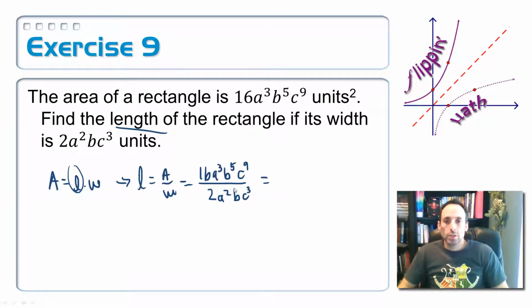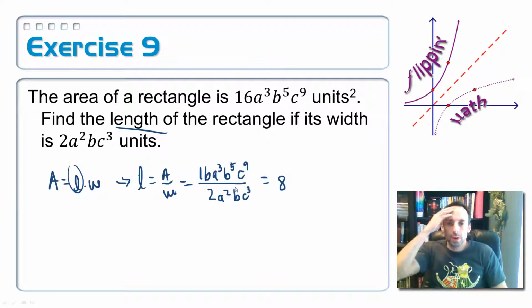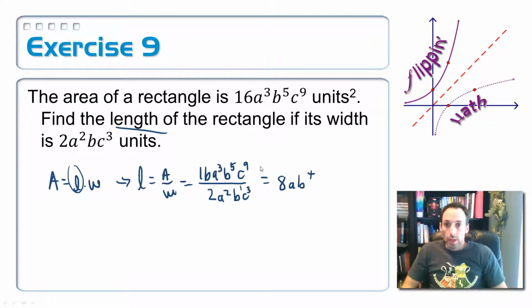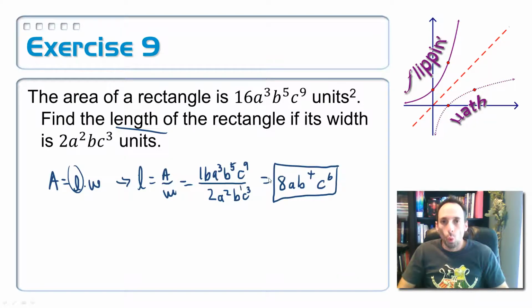Now let's just simplify the expression as we've done before. 16 divided by 2 is 8. The 3 is bigger than the 2 on the bottom, so just subtract: 3 minus 2 is a to the 1st. And b to the 5th divided by b to the 1st power is b to the 4th. And finally, for c, 9 minus 3 is c to the 6th power. So here is the length of our rectangle.